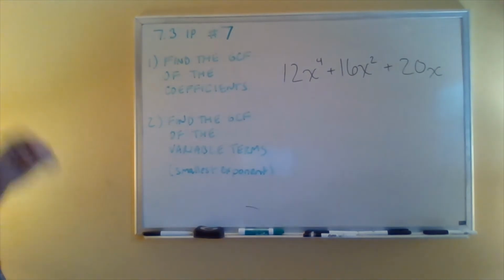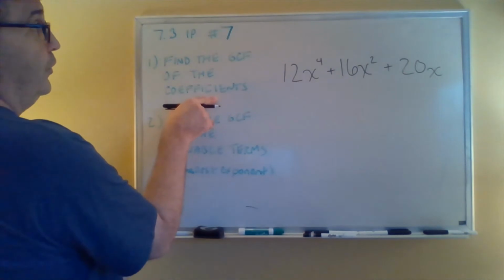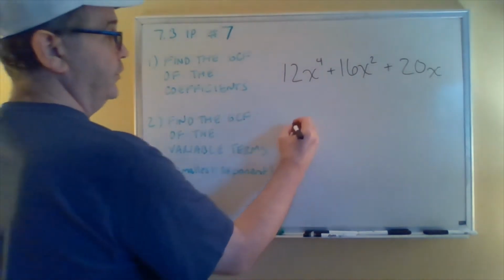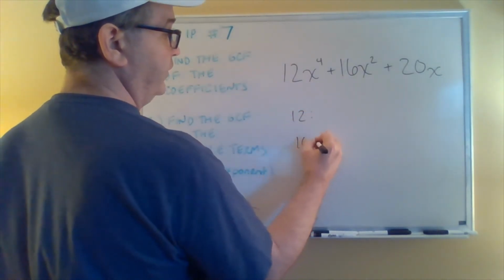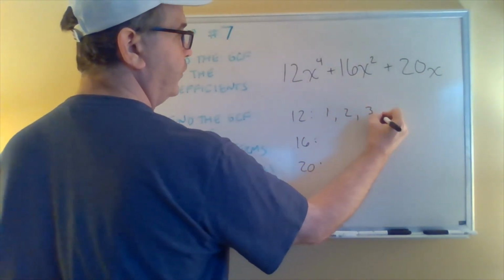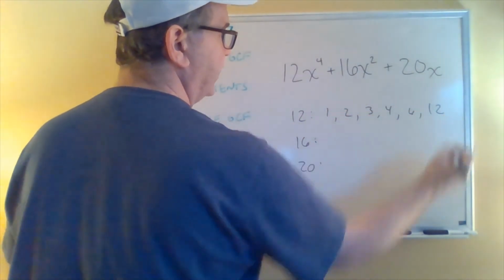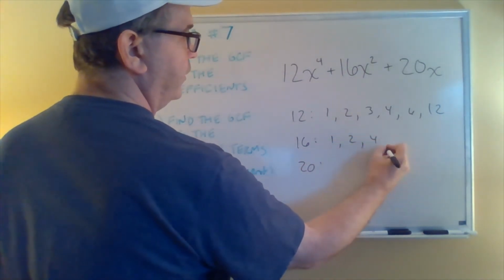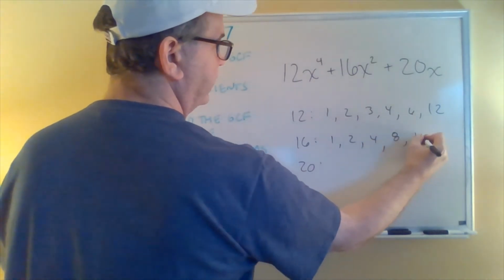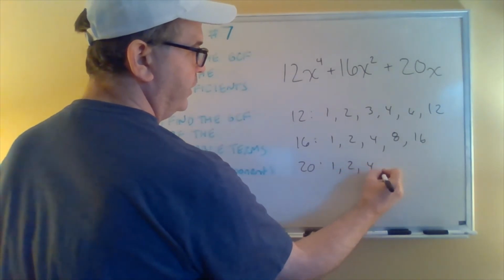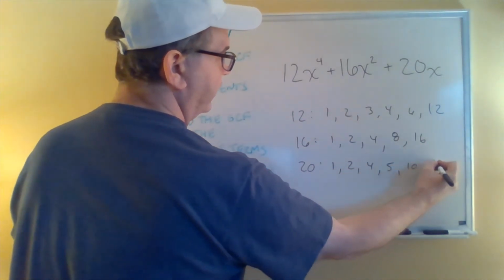Number 7, 12x to the 4th plus 16x squared plus 20x. First step to find our greatest common factor of this expression is to find the greatest common factor of the coefficients. Our coefficients are 12, 16, and 20. Let's look at the factors of 12. We have 1, 2, 3, 4, 6, and 12. Our factors of 16 are 1, 2, 4, 8, and 16. And our factors of 20 are 1, 2, 4, 5, 10, and 20.